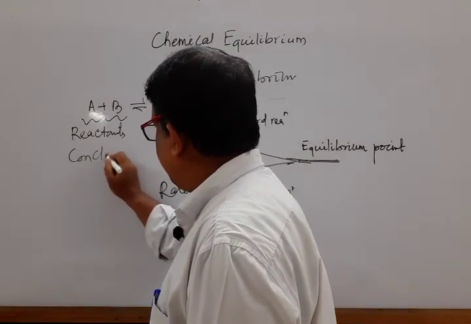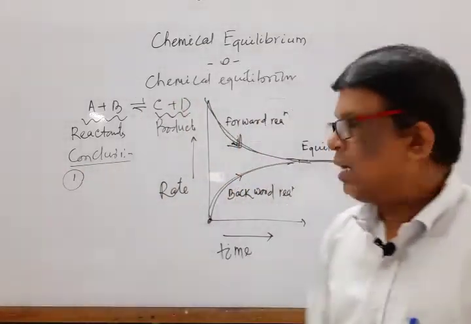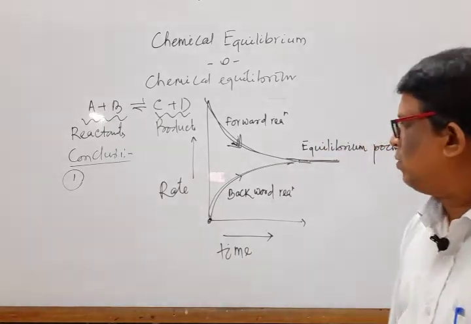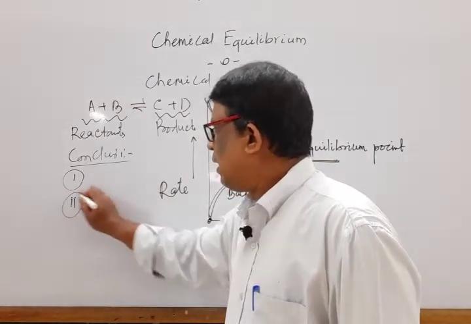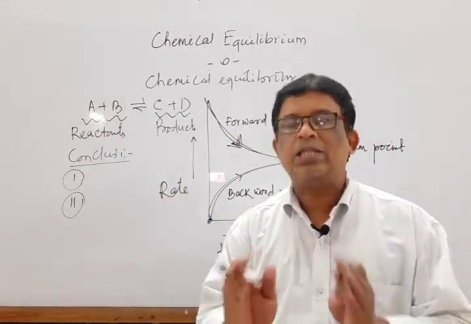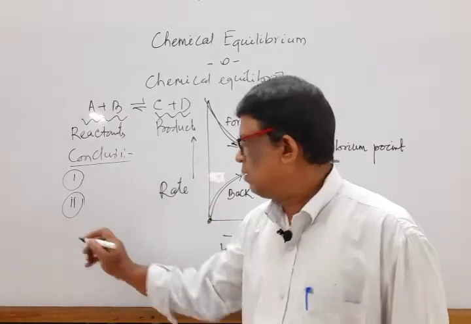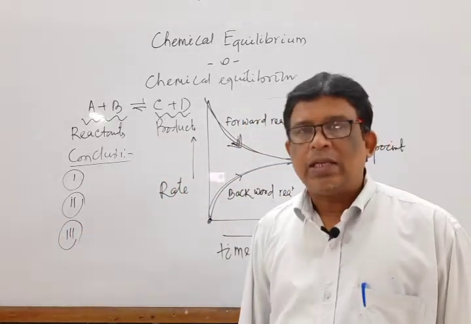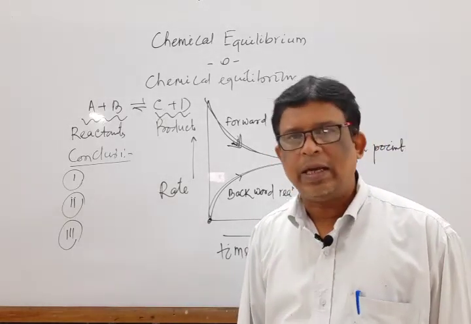Conclusion. From this graph, we draw some conclusions. Point 1: at the point of equilibrium, the concentration of reactant and product remains the same. Point 2: this equilibrium is attained if and only if the gaseous reaction is carried out in a closed container. Next, we also conclude that the reaction proceeds in both directions and equilibrium must be attained in both directions.